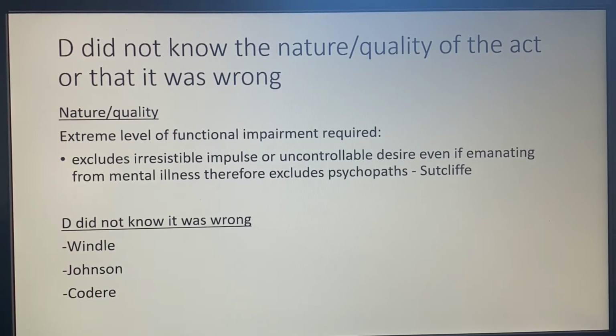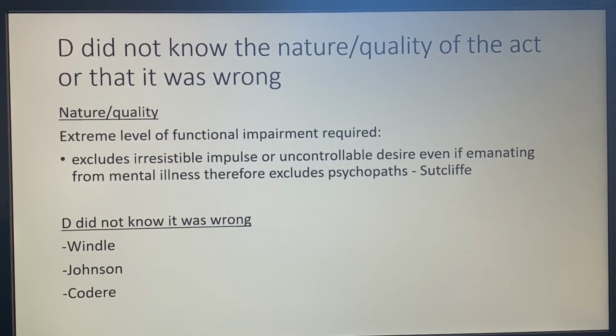It does exclude irresistible impulse or uncontrollable desire, even if emanating from mental illness. So psychopaths actually can't generally use this, as you saw in Sutcliffe, the Yorkshire Ripper case. Juries don't tend to let them use it anyway, because they generally don't accept the defence. But it won't include that sort of thing, because basically you still know it's wrong, you just can't control yourself, and that won't work under this. In cases where they did know it was wrong, Windle's the main case on this. He killed his wife. When the police turned up, he said, "I suppose they will hang me for this." So he clearly knew what he'd done was wrong, so therefore he couldn't use the defence of insanity.